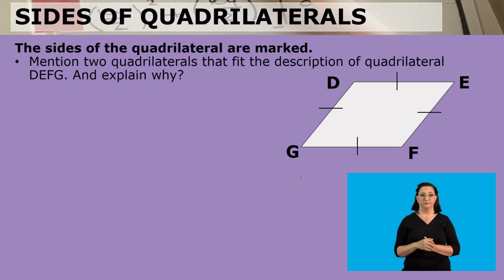The sides of a quadrilateral are marked. So we look at the diagram. Mention two quadrilaterals that fit the description of quadrilateral DEFG and explain why. Look at the diagram. It has markings, and when you look at the diagram, you'd see that the angles are not 90 degrees, so it's not a square, but all the sides are equal. Therefore, that would be a rhombus.